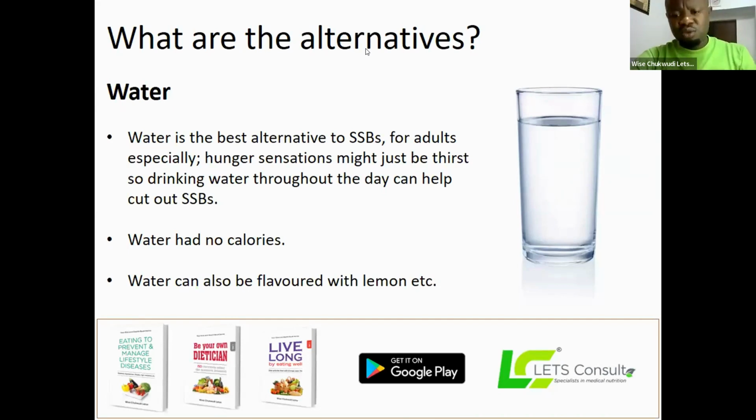So water is good. Just that when people drink water in the night, they may have too many wake up times to urinate. So we advise you taper or go a little lower on the amount of water you drink whilst the night falls.